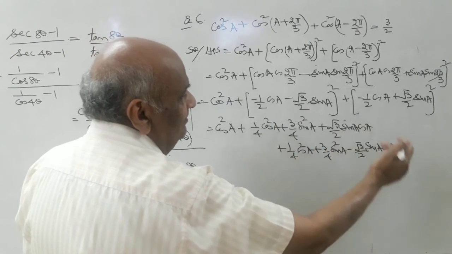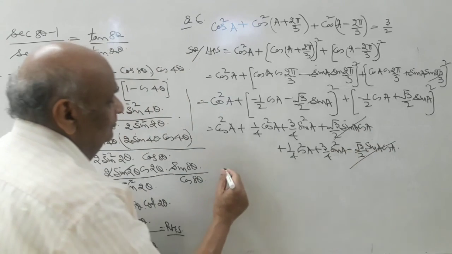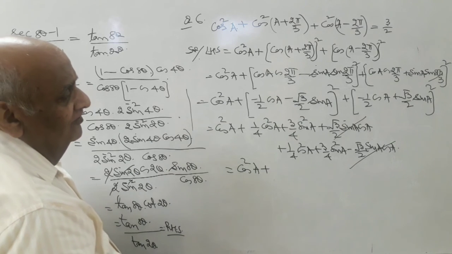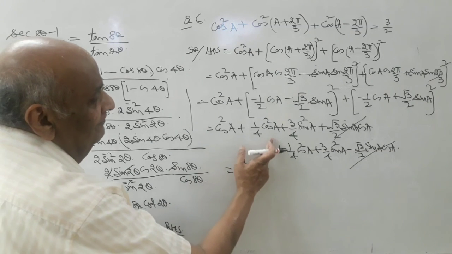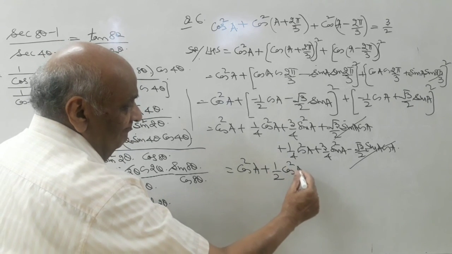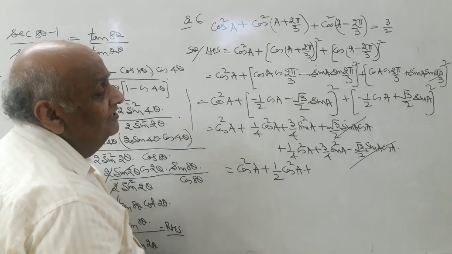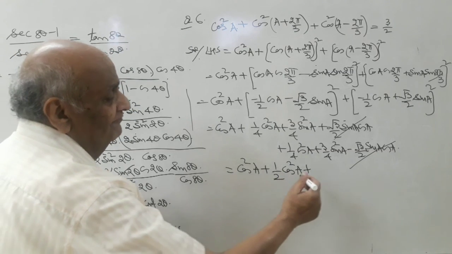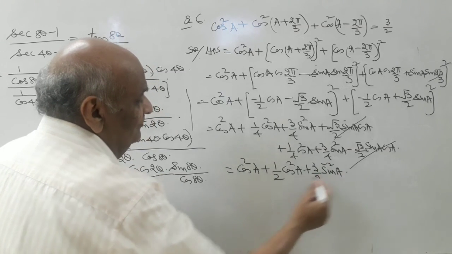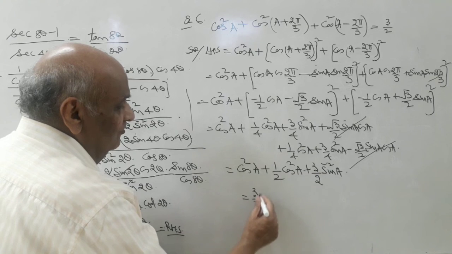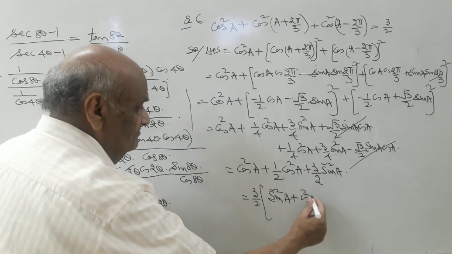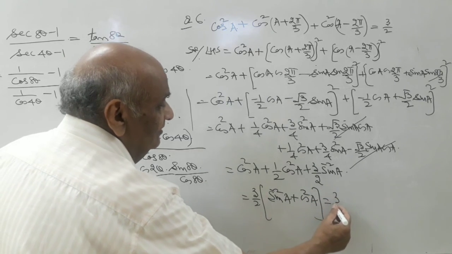In the next step, this will cancel out. You have cos square A plus 1 by 4 cos square A and 1 by 4 cos square A, it is half cos square A, plus 3 by 4 sin square A and 3 by 4 sin square A, 3 by 2 sin square A. So this is equal to 3 by 2 common, sin square A plus cos square A, that is just equal to 3 by 2.